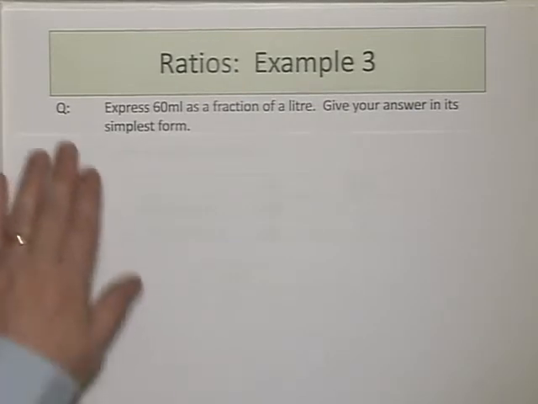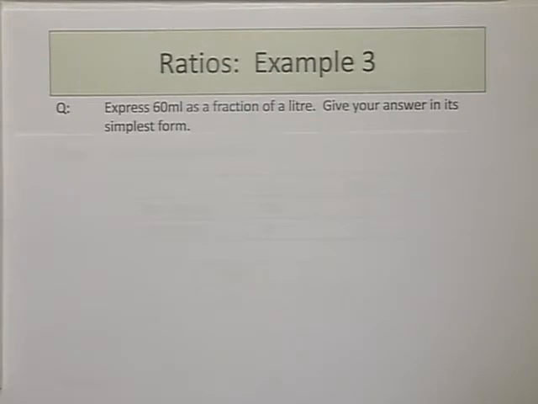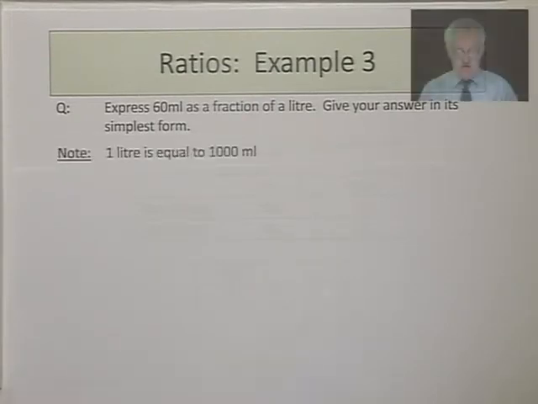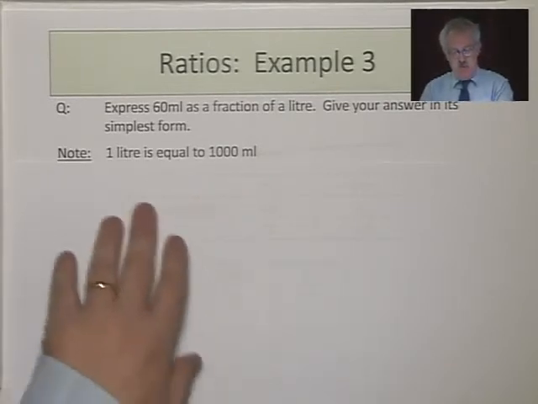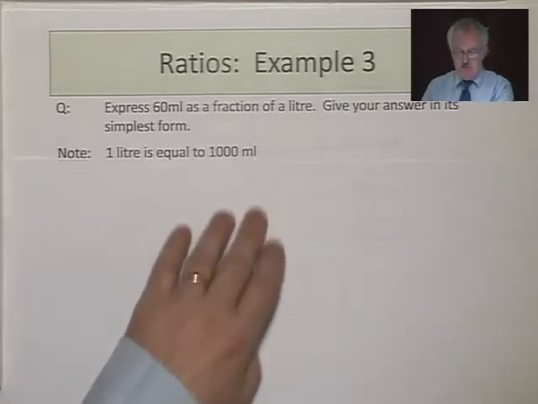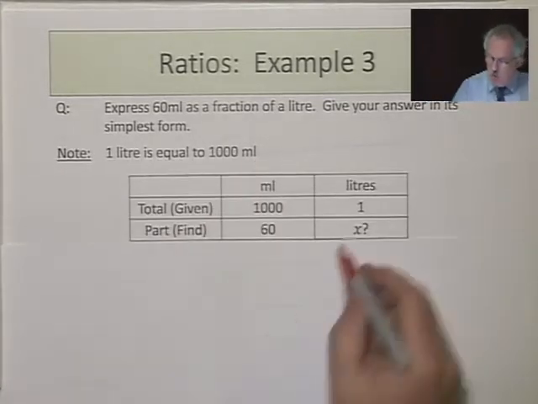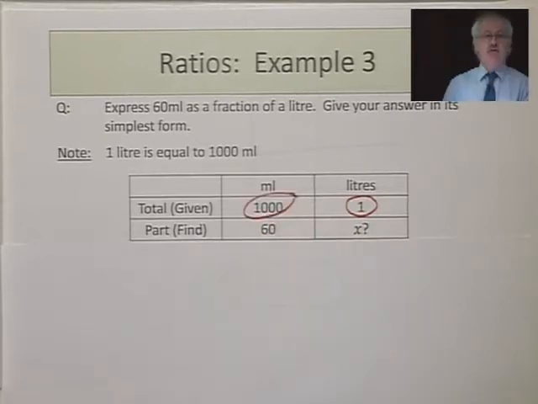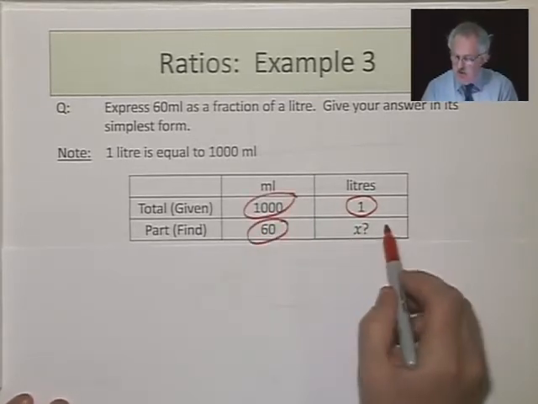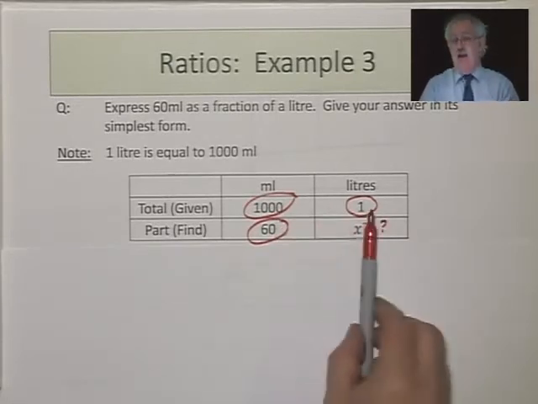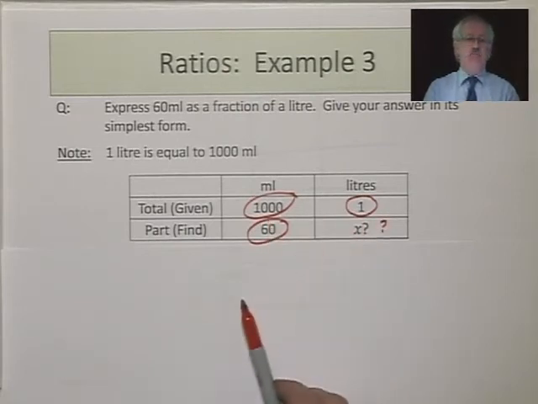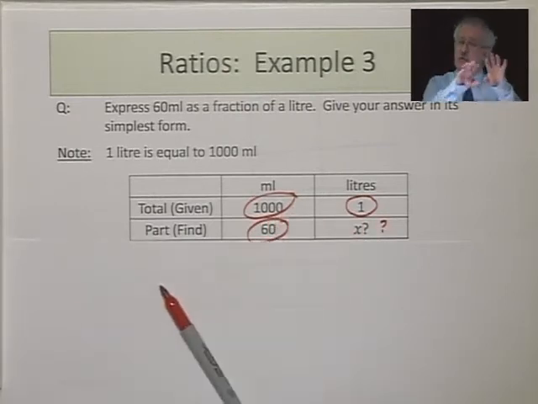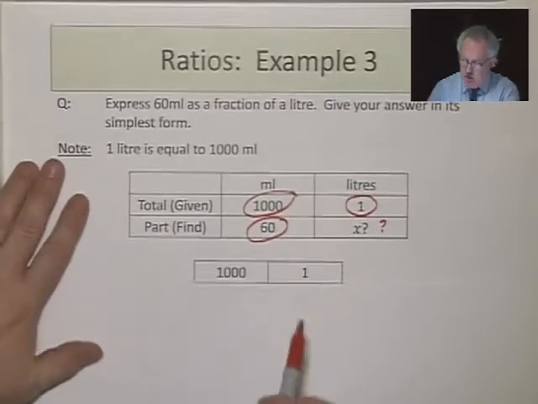Example 3. Express 60 milliliters as a fraction of a litre. Well, the thing to note here was that 1 litre is 1,000 milliliters. So 1 litre represents 1,000. What would 60 be on that basis? It would obviously be less than 1, significantly less than 1, a fraction of 1. And how would we work that out? We've written it in terms of something we know. 1,000 is 1. What's 60? Again, same 2 by 2.